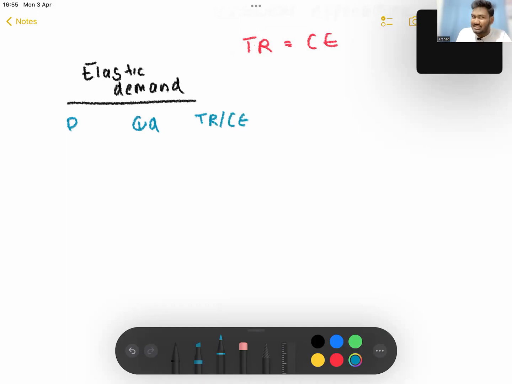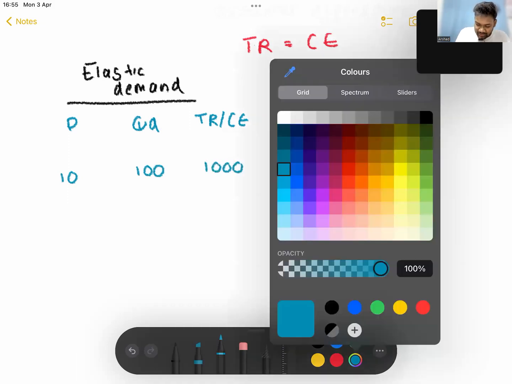Let's initially say the price of the good is 10 rupees. Quantity demanded is 100. If that is the case, how much is the total revenue? Total revenue is 1,000. Yes. Now we'll go into the interesting story.